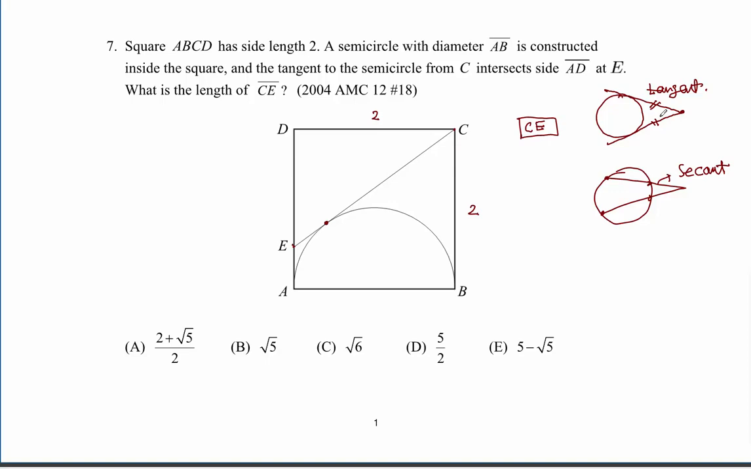So CE, how do we find this one? The question is, we're going to find this length first. This length first. This is x. This is also a tangent, from this point to the circle over here, the other circle over here. Another tangent over here, right? So the tangent length, this is also x, right? Very good.